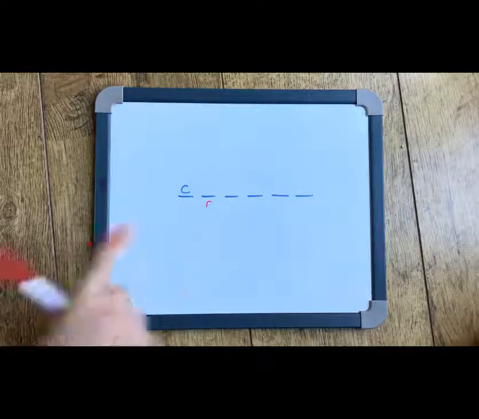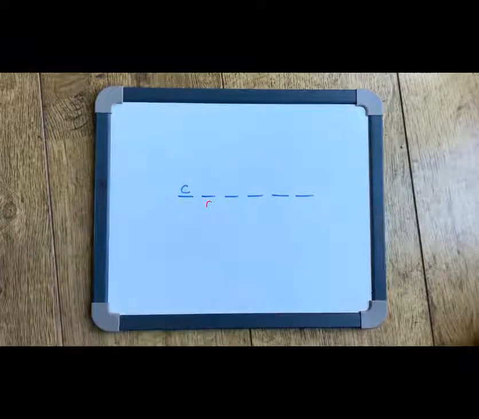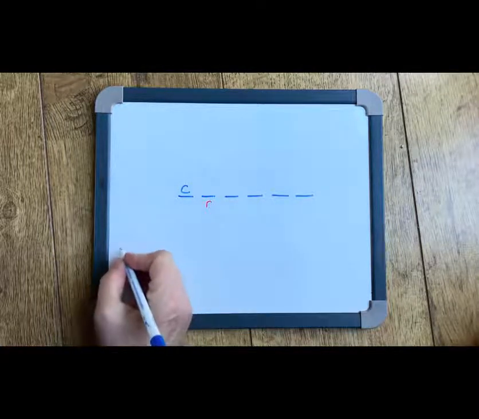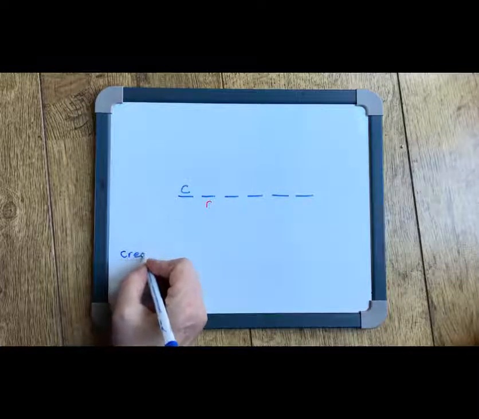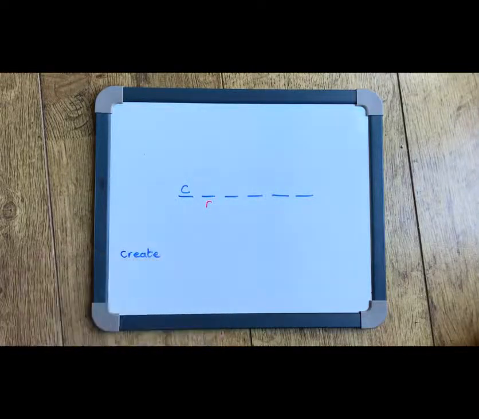But what word could start with a C and an R? And you could come up with it together. The student doesn't have to do it. You could be together. So you can create a list underneath. And I was just thinking of the word create. Nice way of adding a little bit more spelling in.